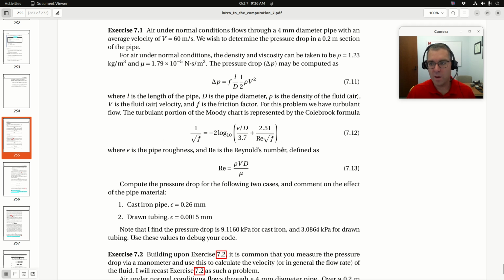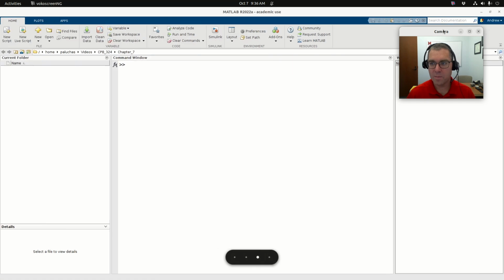And so I'm going to have to solve my problem sequentially, in which I'll use fzero to solve 7.12 for f. And then once I have the value of f, I can use 7.11 to directly solve for delta P. Okay, cool. Let's do it. So I'm going to jump over to MATLAB.